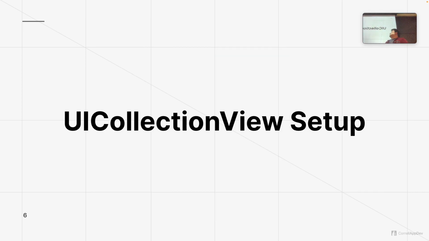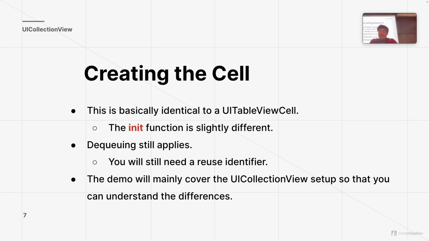In terms of the setup of the collection view, you'll see that in the demo later. Setting up the cell is basically identical to the UITableViewCell. However, configuring the collection view itself is a lot more complicated, which makes sense since you have a lot more freedom to build UI with it. Setting up a UICollectionViewCell is basically identical to the UITableViewCell. As before, you have to define an initializer, like we did last class. However, the initializer is slightly different, but everything else about creating the cell is exactly the same.